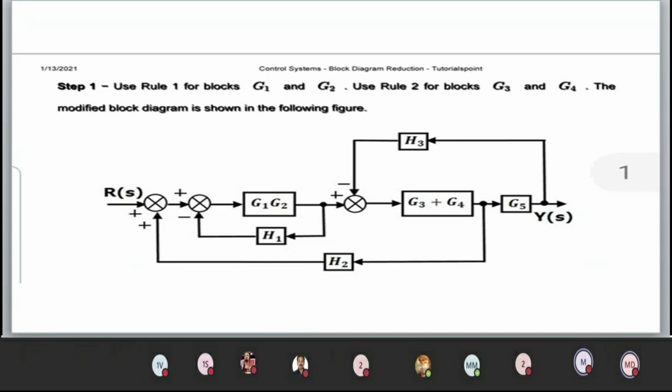Okay, so you can notice that G1, G2 cascade is G1 G2, and G3 and G4 in parallel is G3 plus G4. So you converted or simplified 8 blocks into 6, correct?